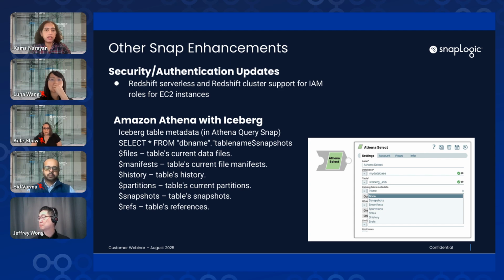Some of the enhancements that we've made to the Athena Snap Pack, which supports Iceberg tables, is the ability for you to query the Iceberg table metadata. There is a set of pre-qualified fields that you are able to use from Athena in the Iceberg tables format. There have been some additions to that, and this one specifically is for the Iceberg Query snap. So now you can actually query the metadata to get these fields, which can be used in a subsequent snap.